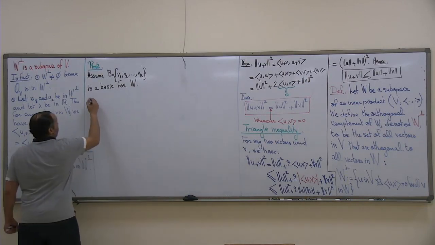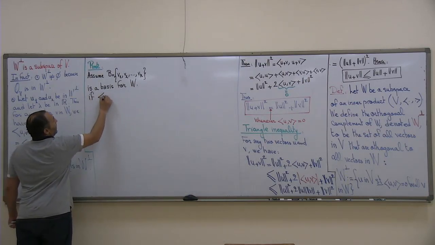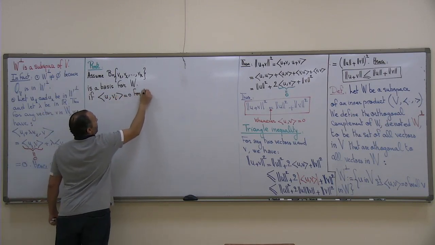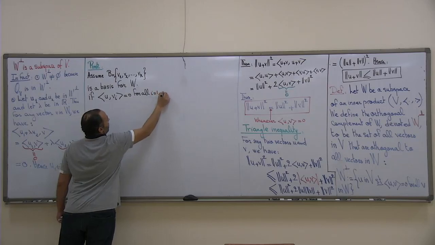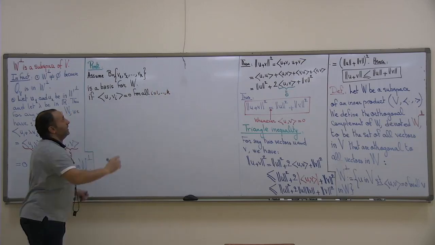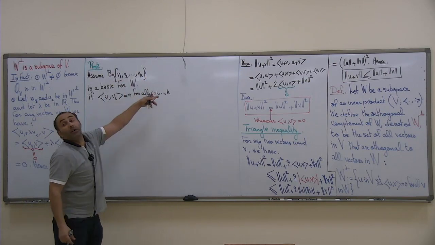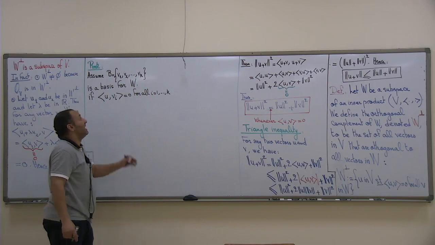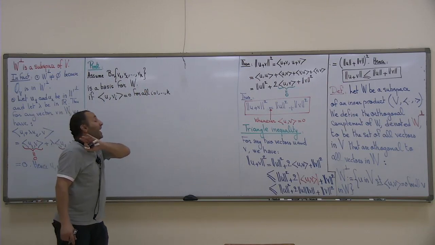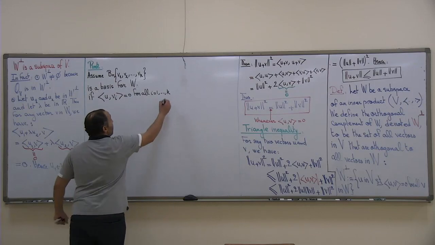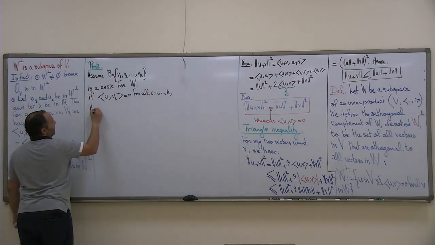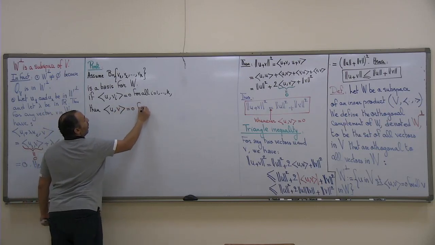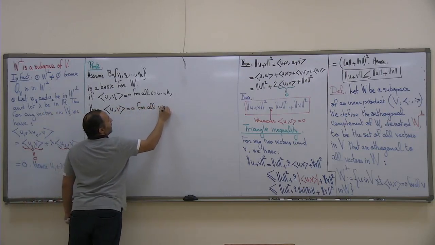So if the inner product of U with Vi is equal to 0 for all i going from 1 to k, so if I have a vector that is orthogonal to all the vectors of the basis, then U will be orthogonal to any vector in W. Then the inner product of U and V will be equal to 0 for all V in W.